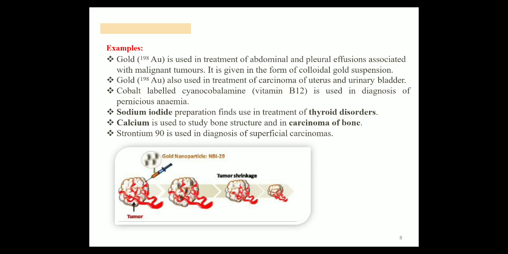Next, sodium iodide preparations find use in treatment of thyroid diseases. As in an earlier slide, we had briefly discussed this use of sodium iodide in treatment of thyroid disorders, so we skip this point here. Next, calcium is used to study bone structure and in carcinoma of bone. Next, strontium-90 is used in diagnosis of superficial carcinomas.